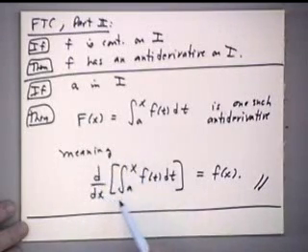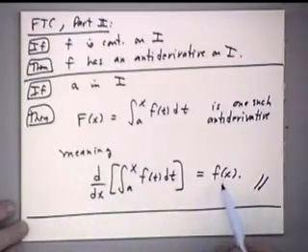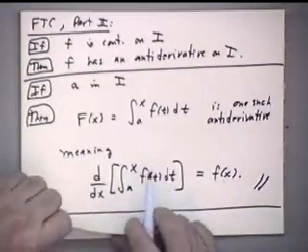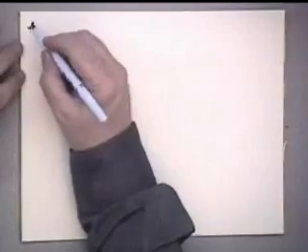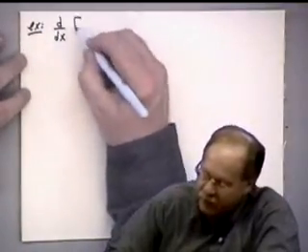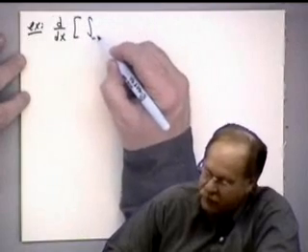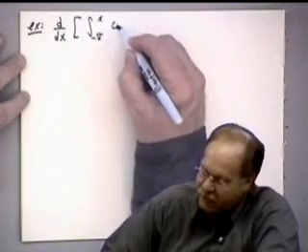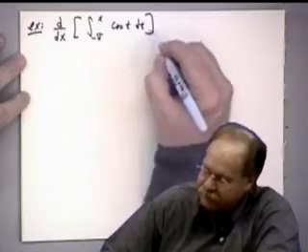It's as though they cancel each other out, and you end up with just the function that was underneath here. Let me show you what I mean by an example, or a couple of examples. This one will be a simple one. Someone may ask you, what is the derivative of the integral from minus pi to x of cosine t dt?